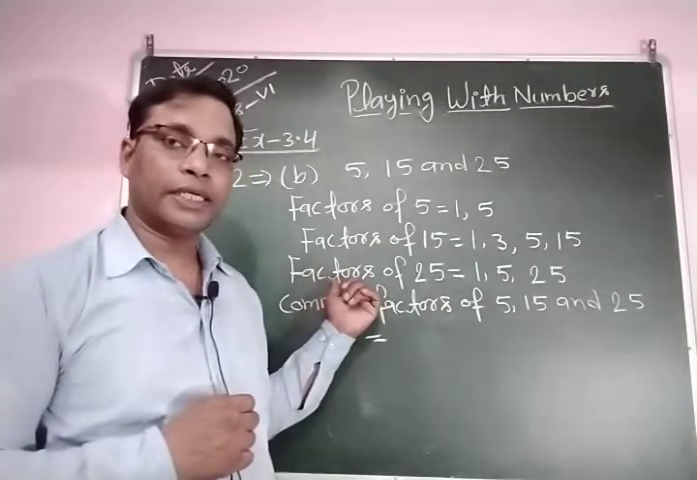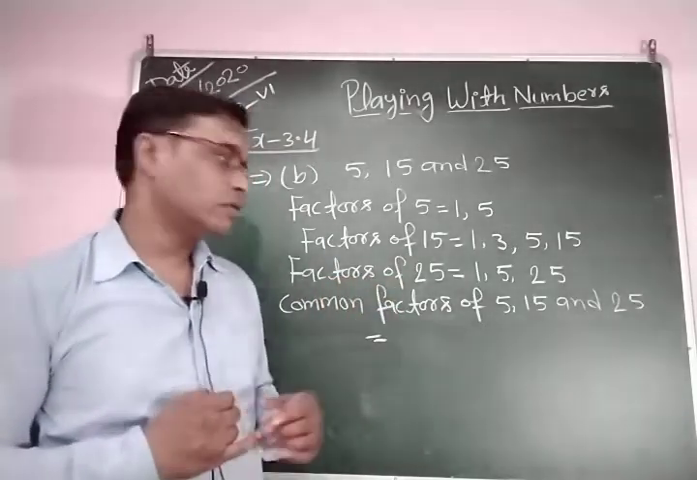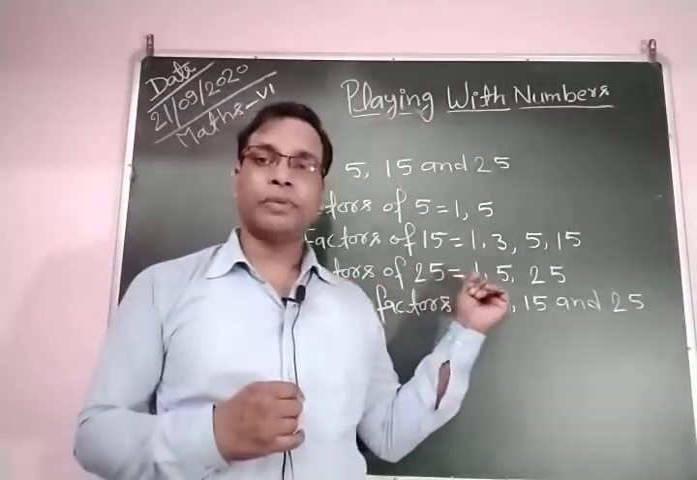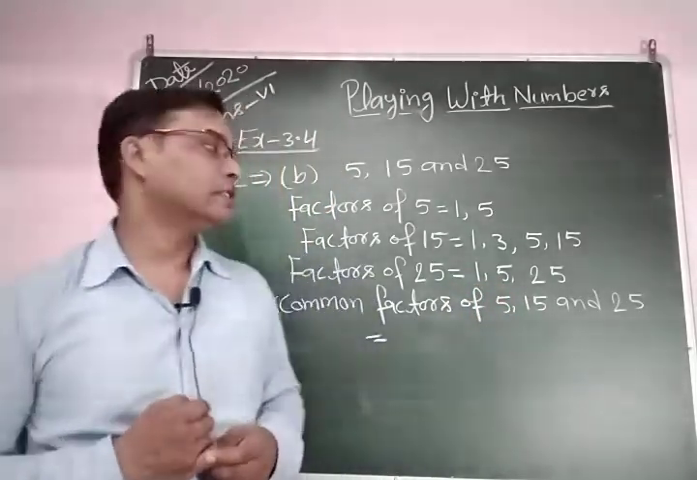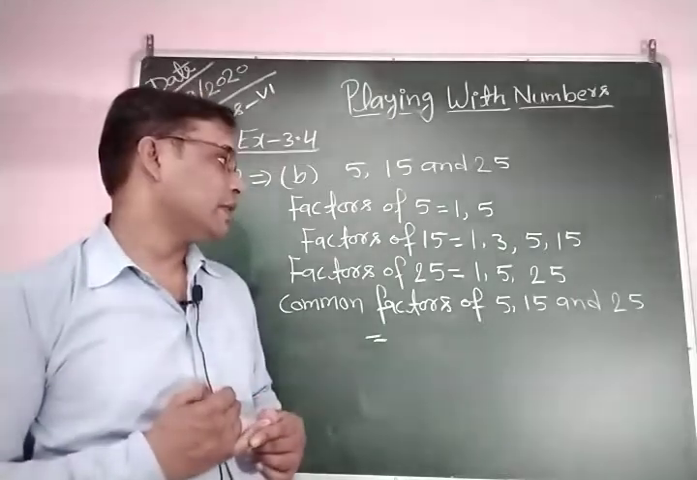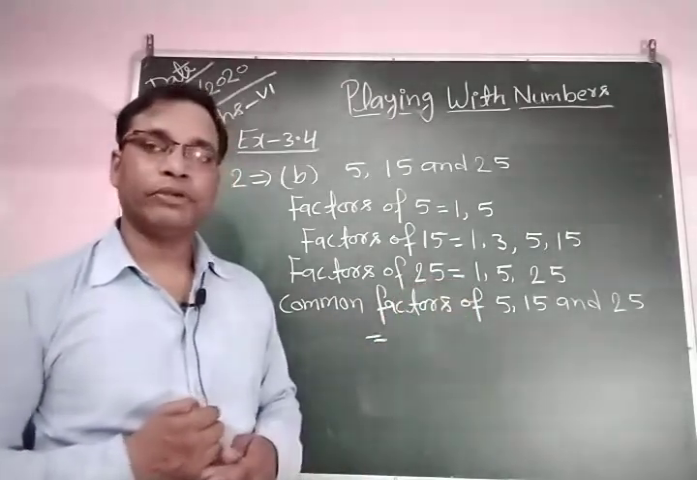Again, we write here the factors of 25. So 1 divides 25, 5 divides 25, and 25 itself divides 25. So you can say here the factors of 25 are 1, 5 and 25.